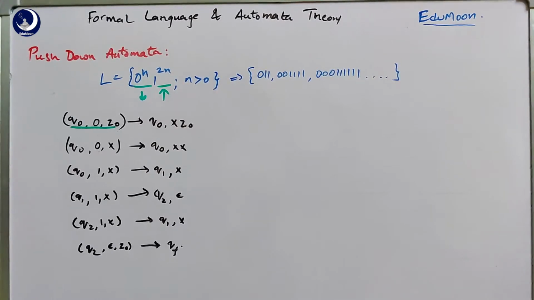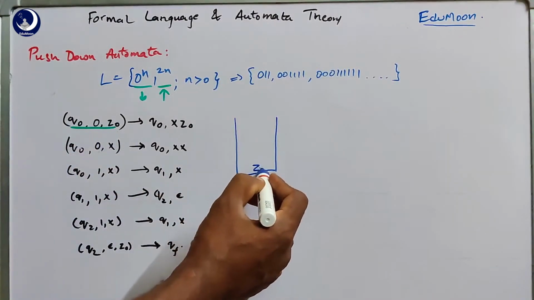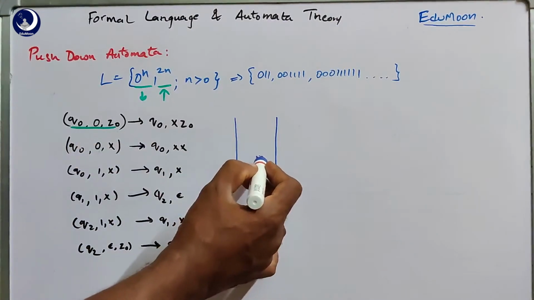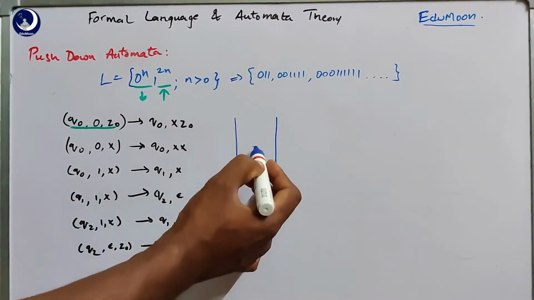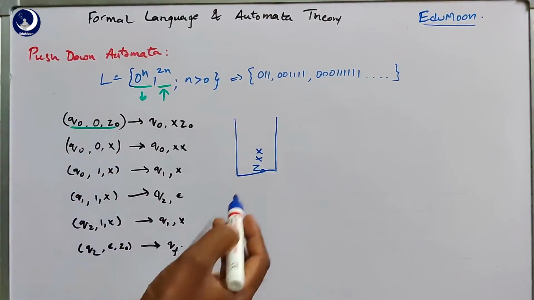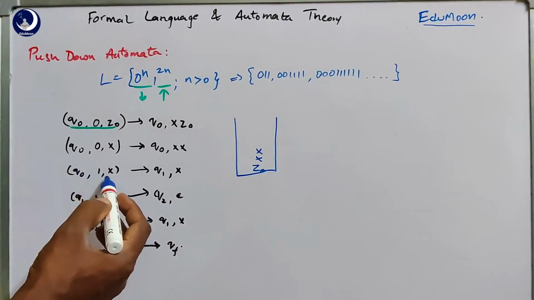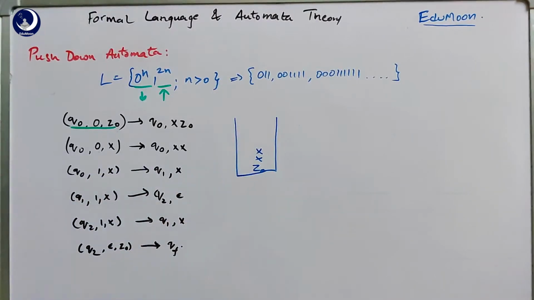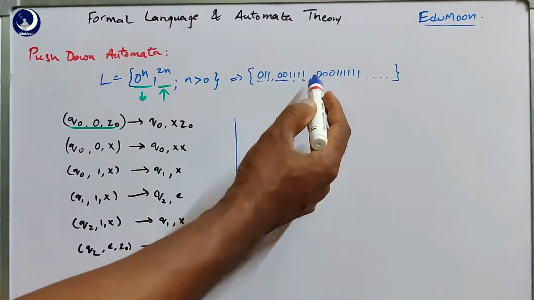If you implement it using a stack, initially z0 will be there in the stack. When you read the first symbol, we push an x into the stack. After reading the second symbol, when the stack contains x, it pushes one more x. So no matter how many zeros there are, if there are n zeros, we push n x's into the stack. After the zeros are completed, we encounter q0, 1 on x, where the stack already contains x. As discussed, for zeros we push symbols, and for every even-numbered one we pop.